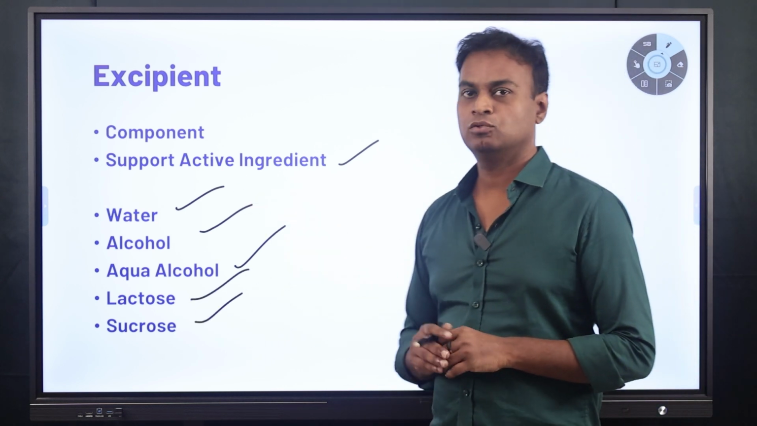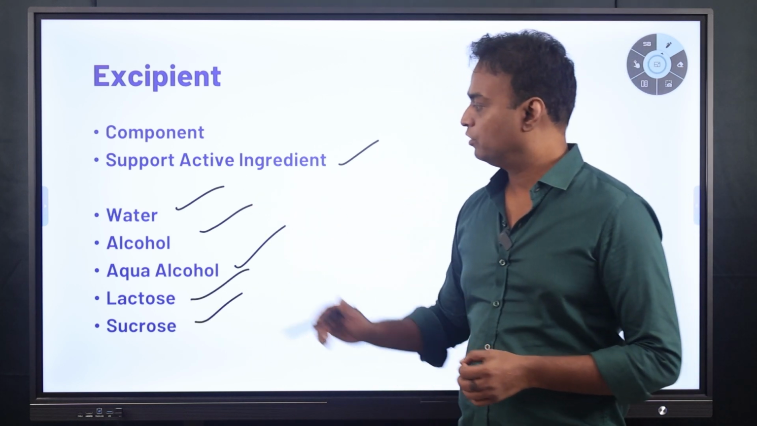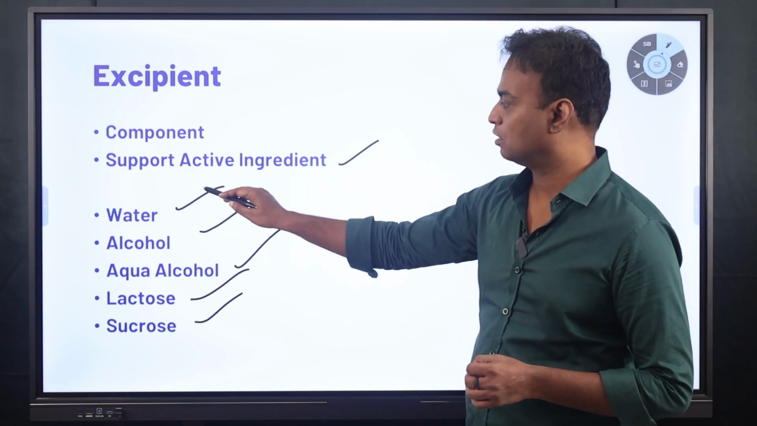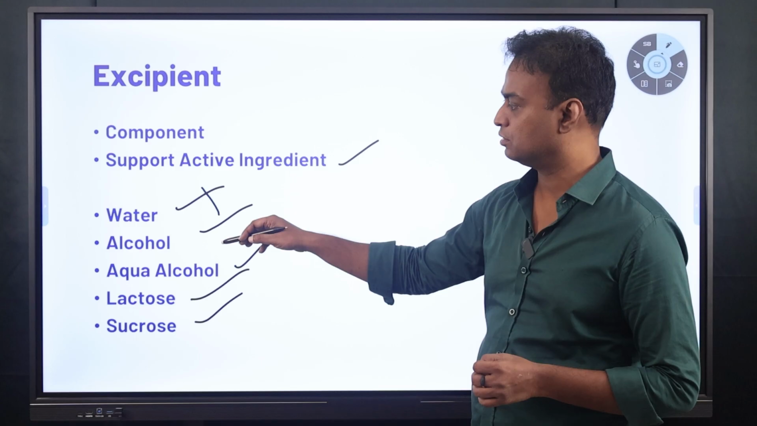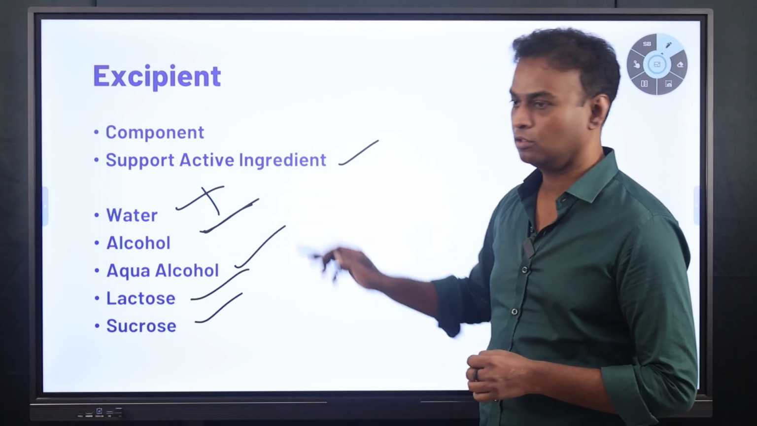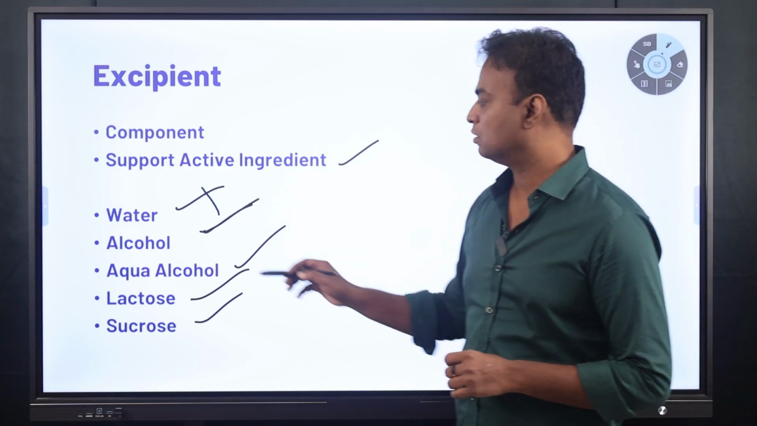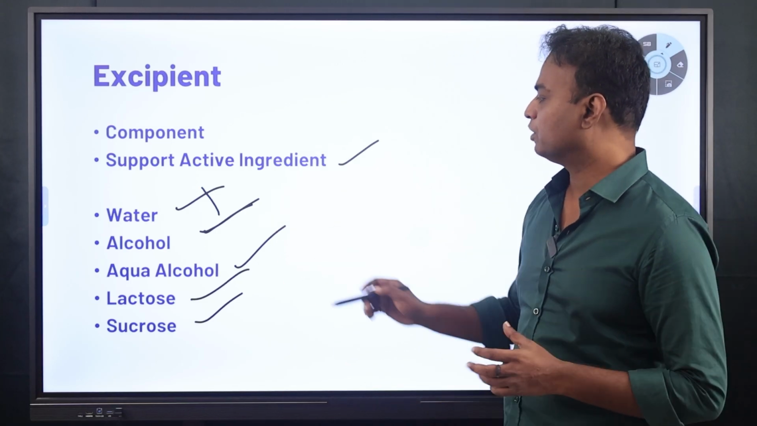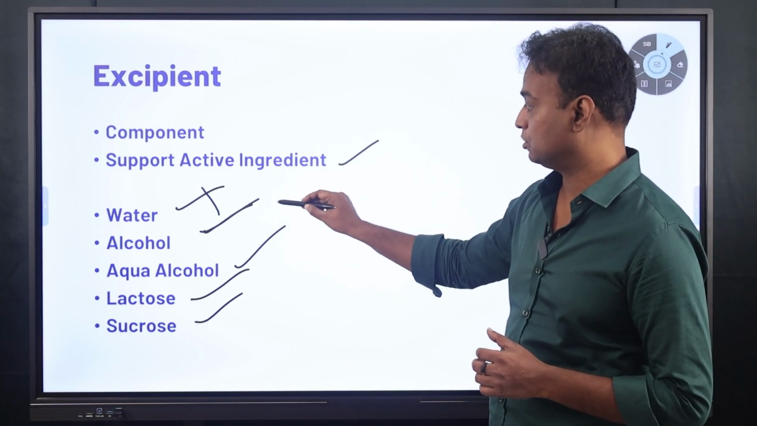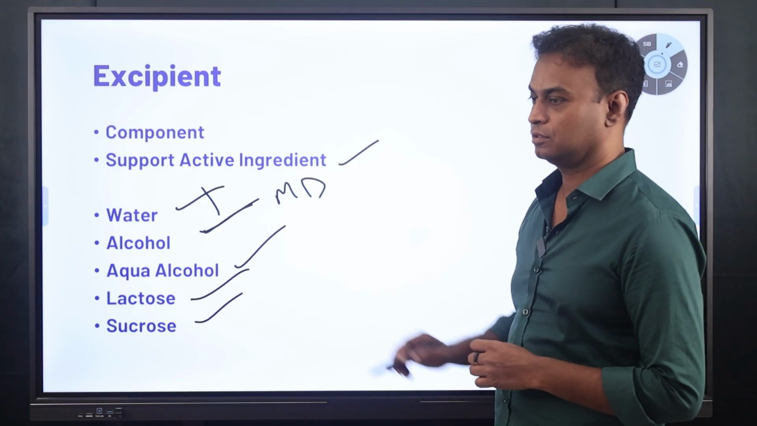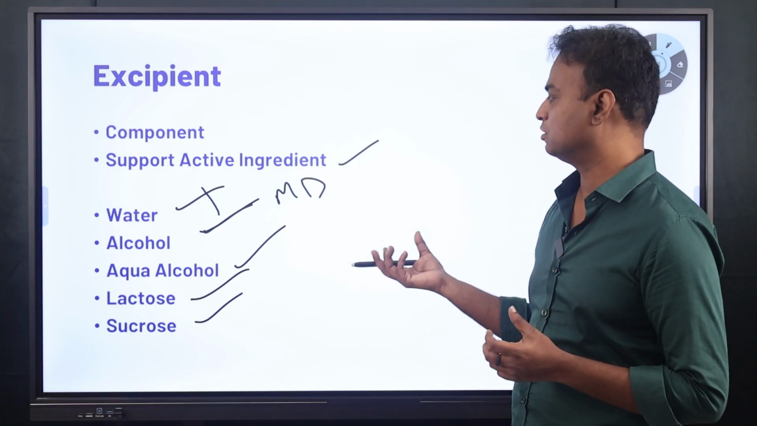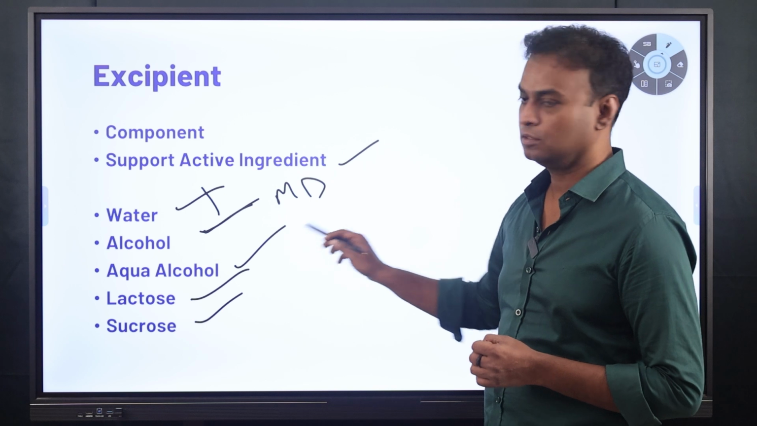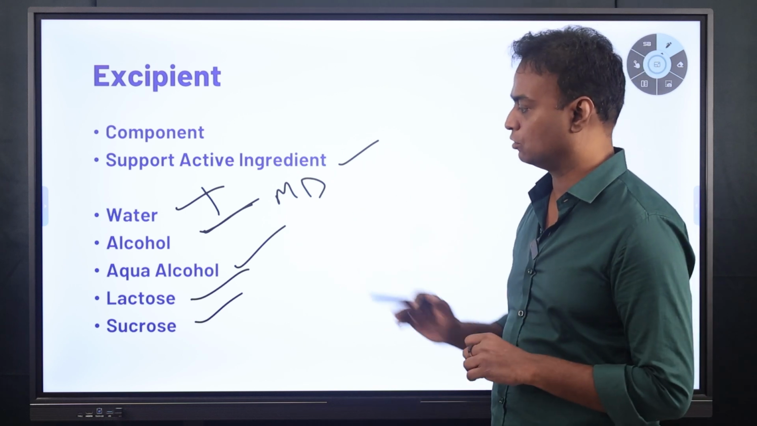Normally we don't use water alone. We can use alcohol alone, but in homeopathy, water alone we will not use. In combination, we will use either pure alcohol as an excipient or aqua alcoholic solution. So where do we use alcohol? When we make mother tinctures or dilutions. Dilutions are liquid, right? Mother tincture is also liquid. It contains alcohol, especially both aqua and alcohol. It contains water and alcohol.